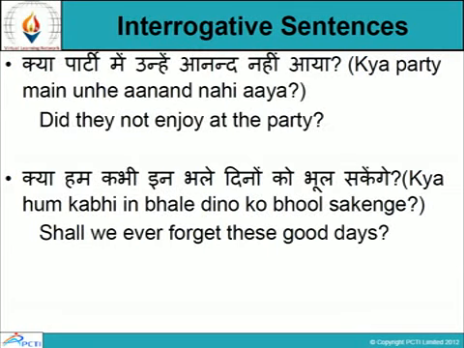Now interrogative, that is question form. क्या पार्टी में उन्हें आनंद नहीं आया? Did they not enjoy at the party? That means Anand is enjoy, party. क्या पार्टी में उन्हें आनंद नहीं आया? Did they not enjoy at the party?